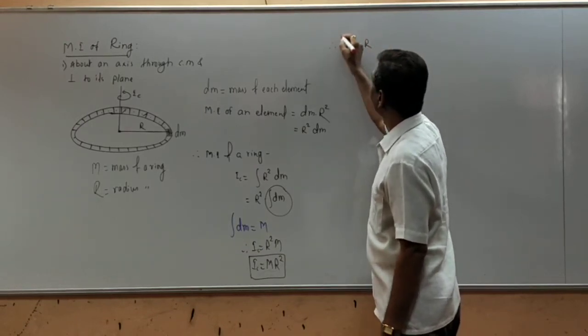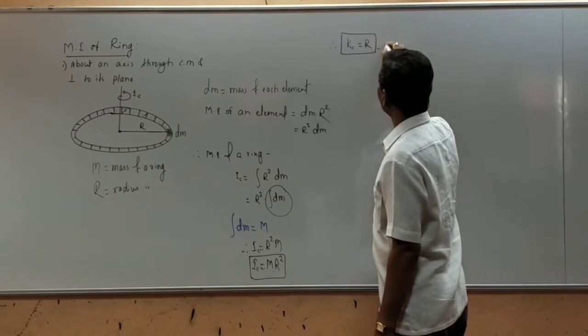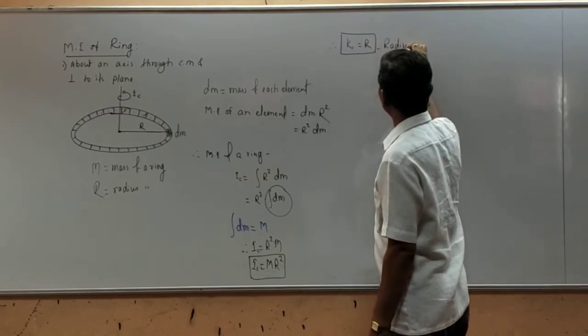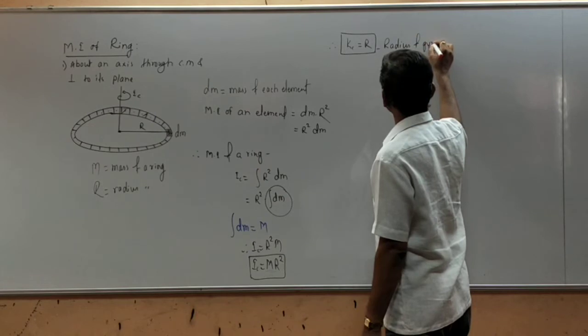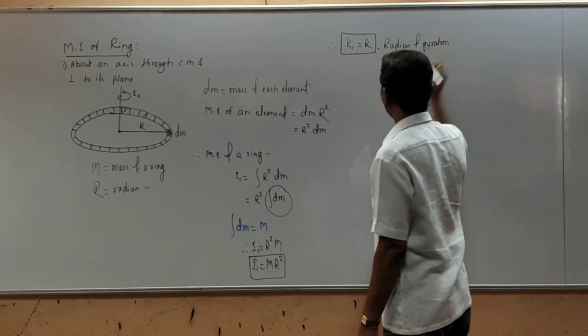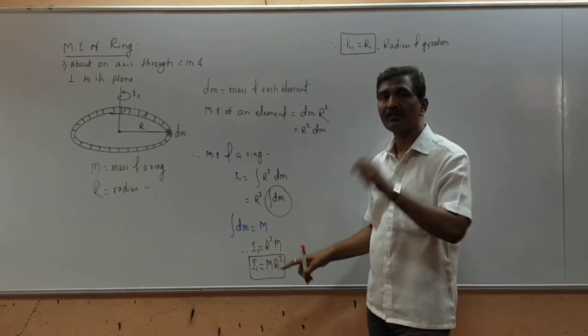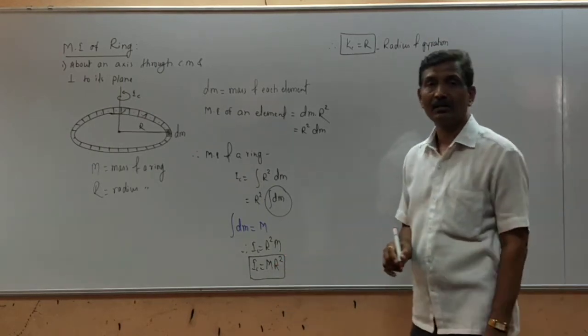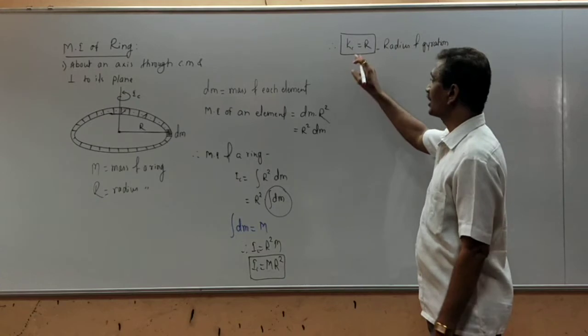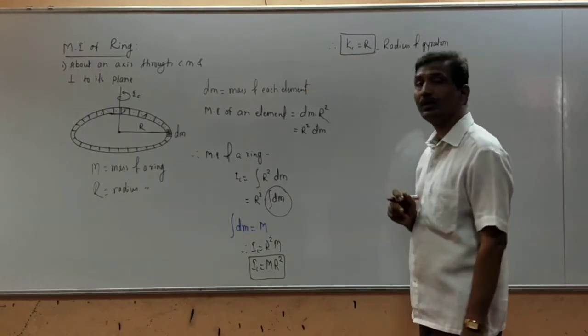Kc is for the radius of gyration. Compare this MR square with MK square. We get K square is equal to R square and hence K is equal to R. So that is the formula for radius of gyration. In this case K is equal to R.